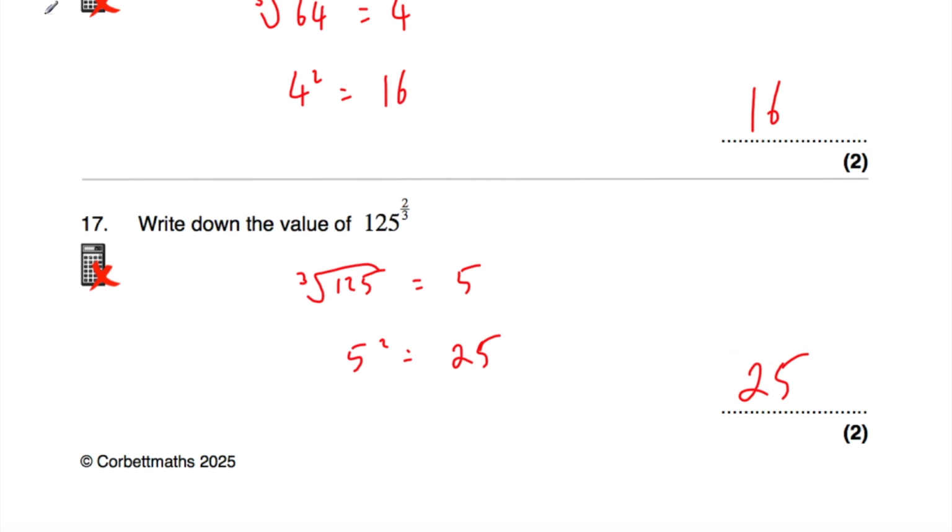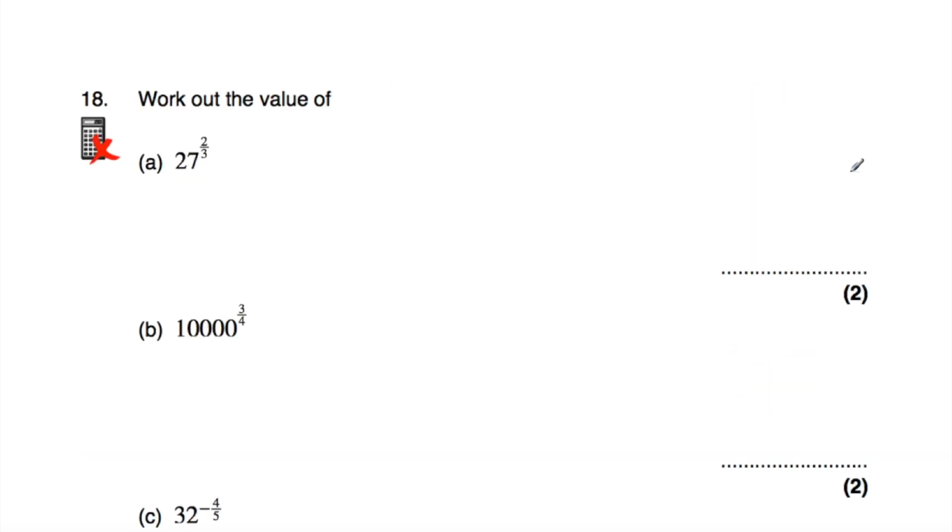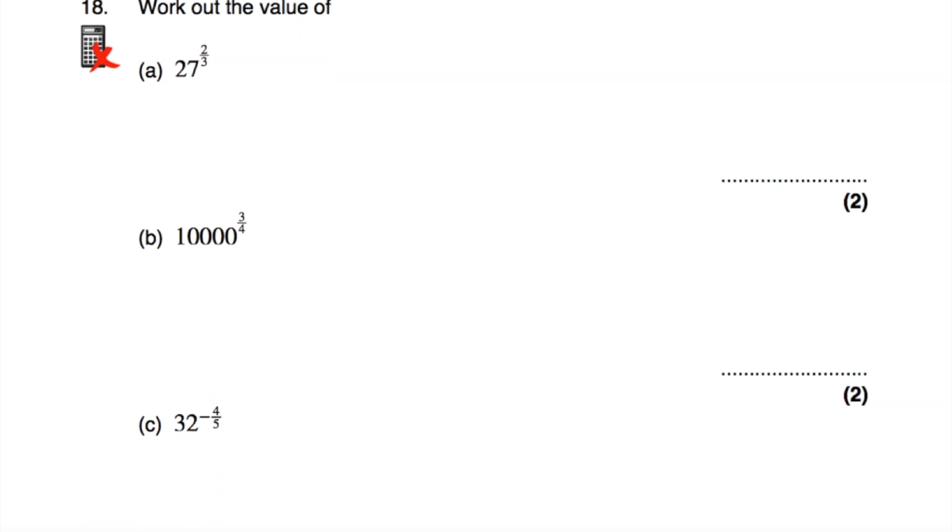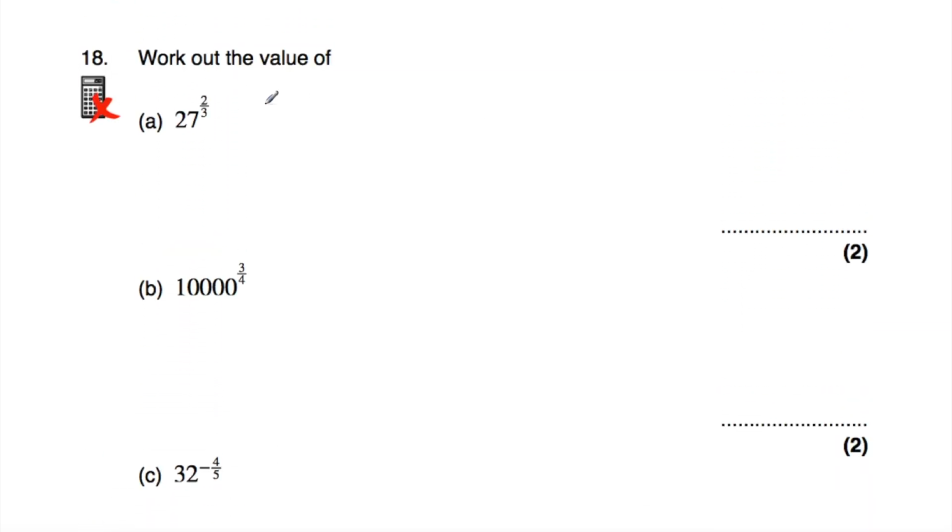Okay, let's look at our next question, question number 18. We've got quite a few parts here. We've got part A, B, and C, and we've been asked to work out the values of, so part A, 27 to the power of 2/3. So the power is 2/3, so we're going to take the cube root and then square it. So the cube root of 27 is equal to 3, because 3 times 3 times 3 is 27. And then we're going to square it, so 3 squared is equal to 9. So that means that 27 to the power of 2/3 is equal to 9. Okay, and then part B.